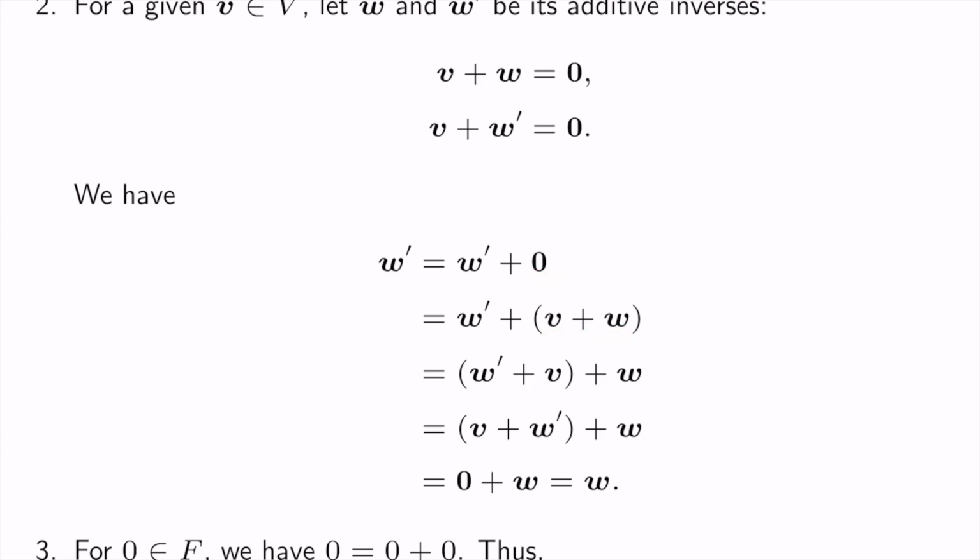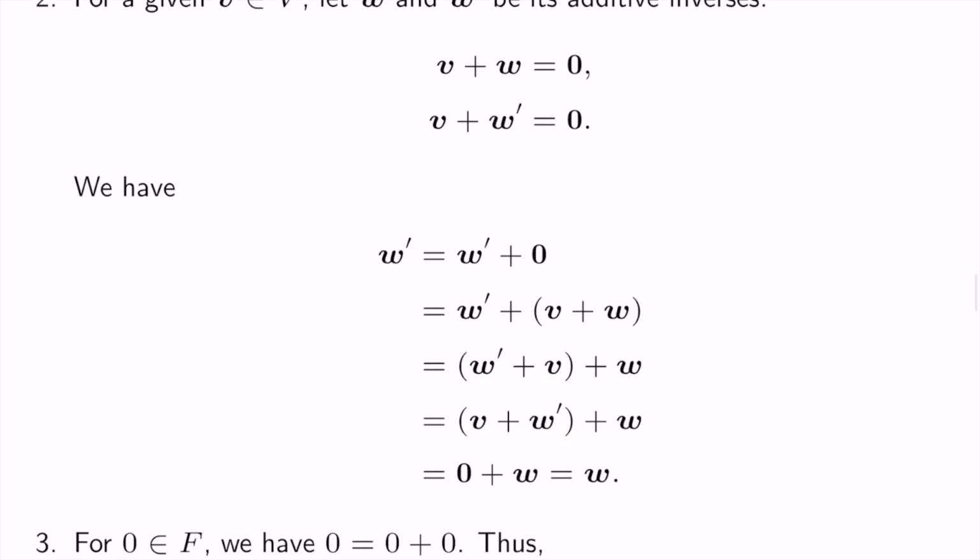And then by the associativity of addition, we can change the places of these parentheses. So now we have this. And next, by the commutativity of addition, we can swap the order of addition. But this w prime is an additive inverse of v, so v plus w prime is equal to the zero vector. But adding the zero vector to w doesn't change w. Therefore, w prime is equal to w.